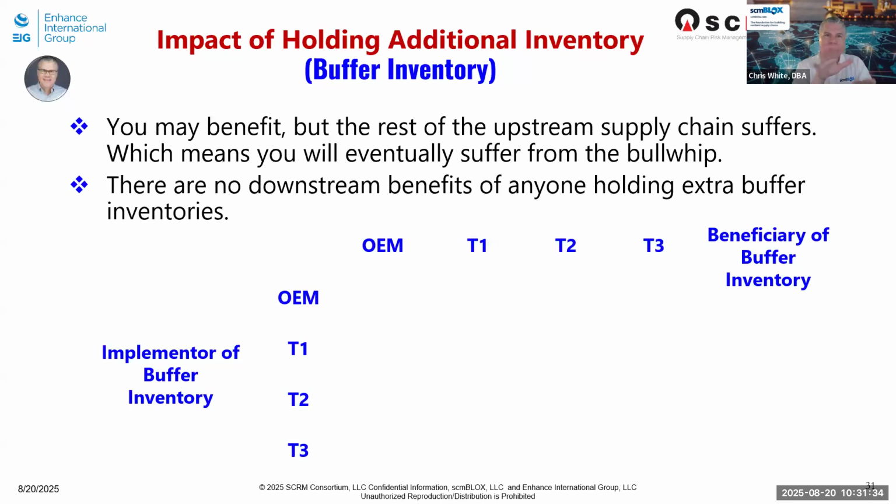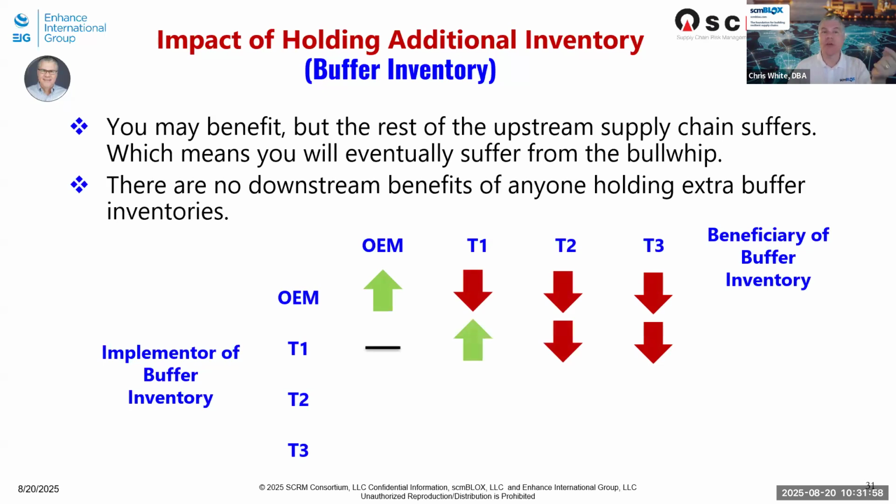from you. So we're going to lay out this little matrix here, and on the left is the implementer of the buffer inventory, and then we're going to look at the beneficiaries going across the right. In this first line, we're showing that when the OEM implements additional buffer inventory, the OEM gets better, but everyone else gets worse. Now when the tier one does it, you'll notice nothing happens to the OEM. The tier one gets better, and the ones upstream get worse.